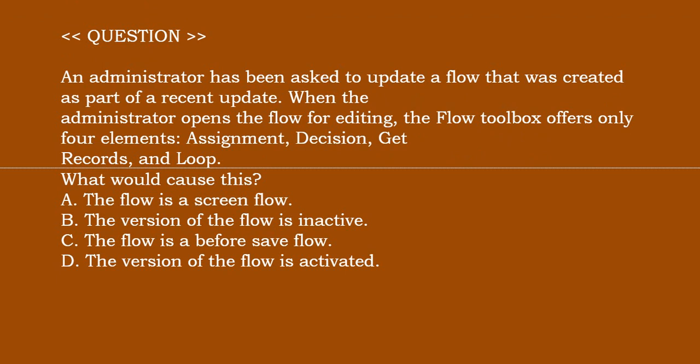Next one. An administrator has been asked to update a flow that was created as a part of the recent update. When the administrator opens the flow for editing, the flow toolbox offers only four elements: assignment, decision, get records, and loop. What would cause this? Option A, flow in the screen flow. Option B, the version of the flow is inactive. Option C, the flow is a before save flow. Option D, the version of the flow is activated.